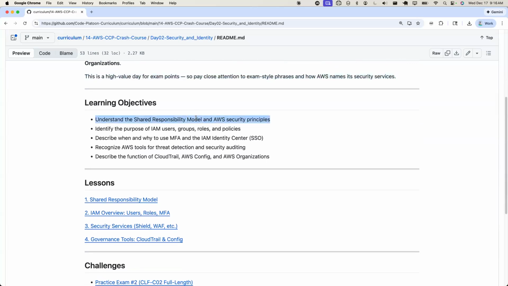So we're going to learn about what's called the shared responsibility model, which is a big part of AWS security and security principles. We're going to talk about IAM users, groups, roles, and policies. And we might do a little bit of hands-on here. We're going to talk about multi-factor authentication, more identity stuff with the IAM Identity Center, some AWS tools for threat detection, and then again, this list of all these different AWS services, of which there are many.